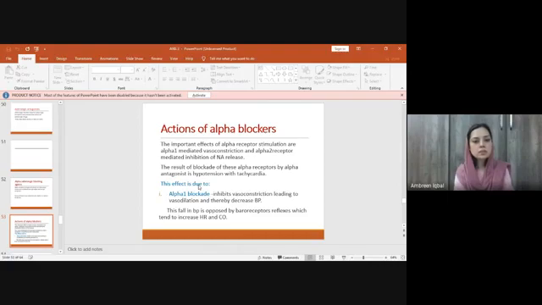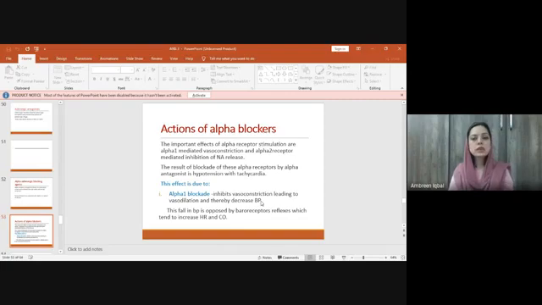The effect is blocked by alpha 1 blockers. They inhibit the vasoconstriction, leading to vasodilation. Therefore, there would be a decrease in the blood pressure. And the fall in the blood pressure is opposed by baroreceptor reflexes, which tend to increase the heart rate and cardiac output. Allah subhanahu wa ta'ala has made our body a sensory system that senses that something is going wrong.